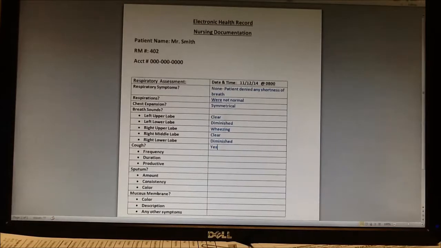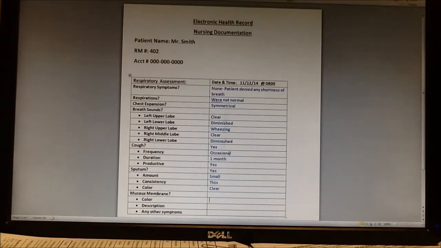Did he have a cough? Yes, he did. Frequency, he told me that it was a 1 month duration. Oh, I already messed up there. Let's see, the frequency was occasional is what he told me. Duration for 1 month. Was it productive? Yes, it was productive. Sputum, yes. Amount was small. Consistency was thin. Color was clear.